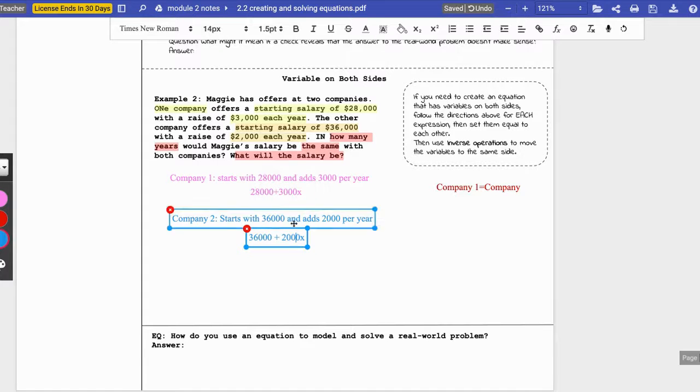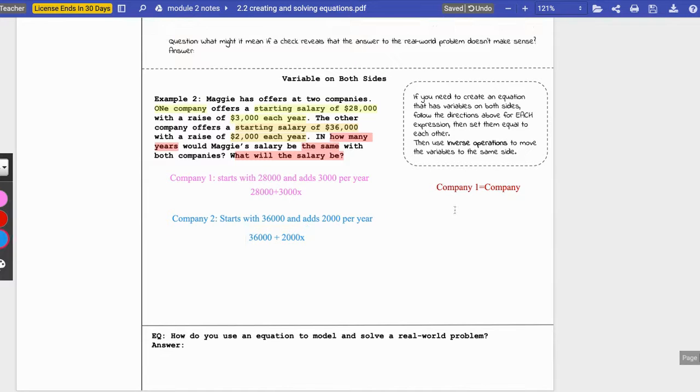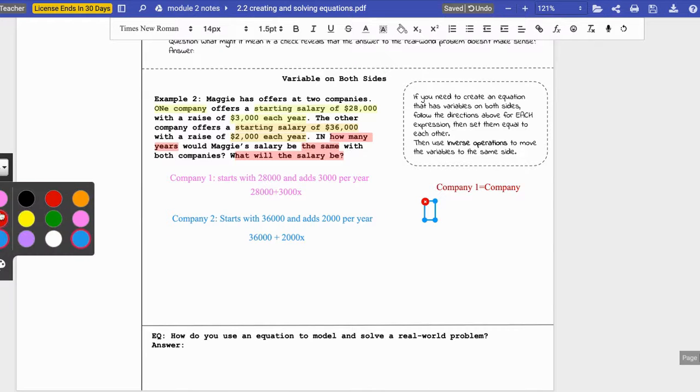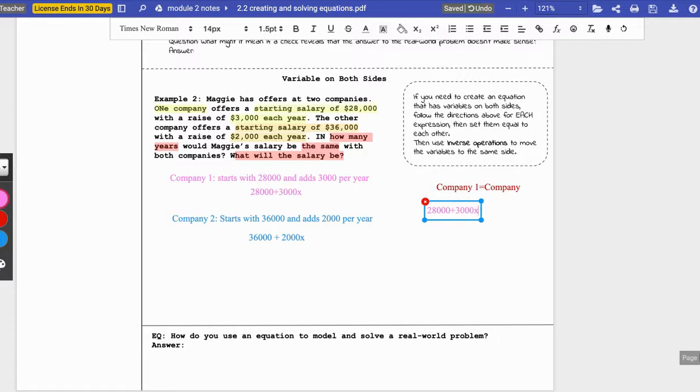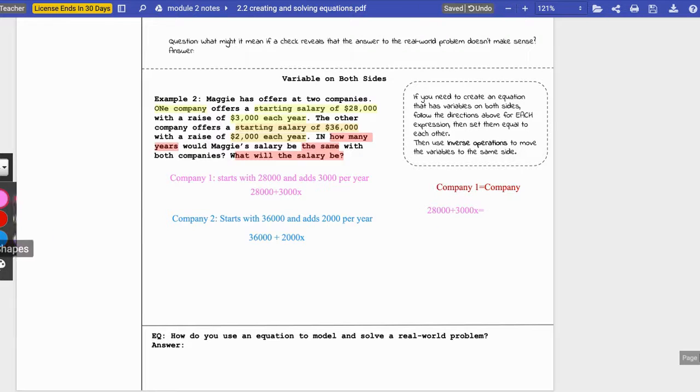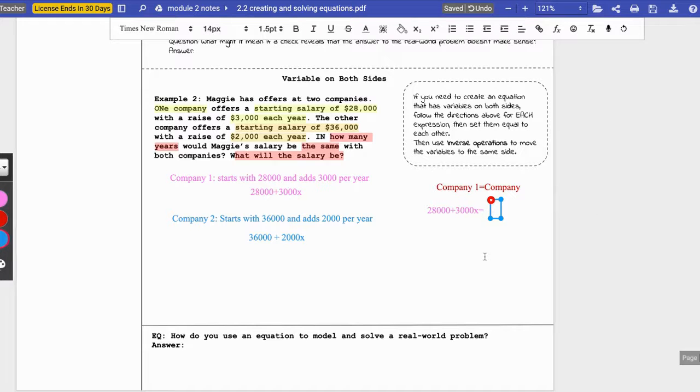So now I want to find out when these two are equal to each other. I'm going to set company 1 equal to company 2. So 28,000 plus 3,000x equals, and on the other side, what I came up with for company 2, 36,000 plus 2,000x. Okay, so I have variables on both sides, but it's not too crazy. I just want to solve.